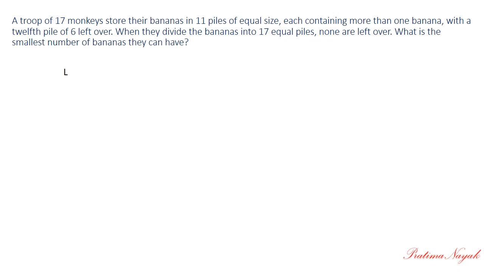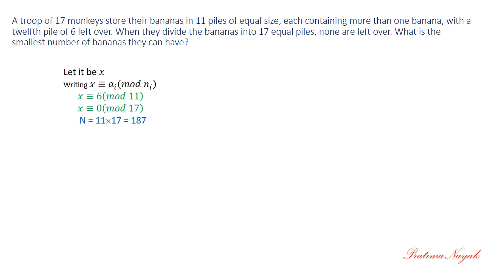So let the number be x, writing as x congruent to ai modulo ni, we get x is congruent to 6 modulo 11 as well as x is congruent to 0 modulo 17. So n is here 11 multiplied by 17, 187. So we have to express as modulo 187. So let us make the table.